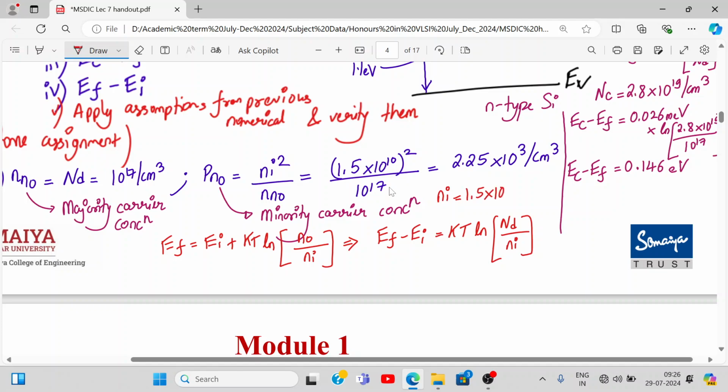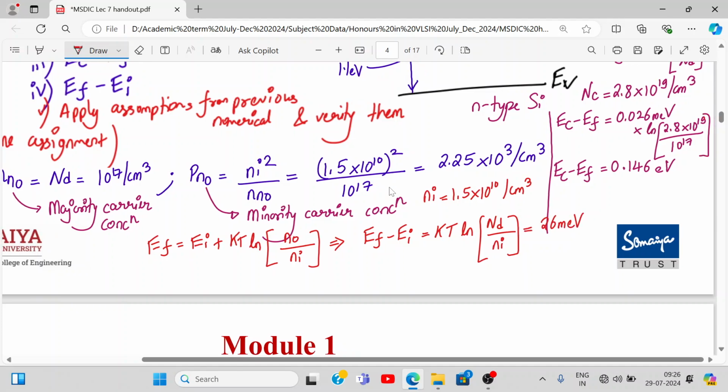1.5 into 10 raised to 10 per centimeter cube. This is intrinsic carrier concentration. So how much will this be? This will be 26 milli electron volt. Oh, this will be 0.026 electron volt. Now it is correct. Okay, so into natural log of ND, which is 10 raised to 17, divided by Ni, which is 1.5 into 10 raised to 10. So how much is this now?